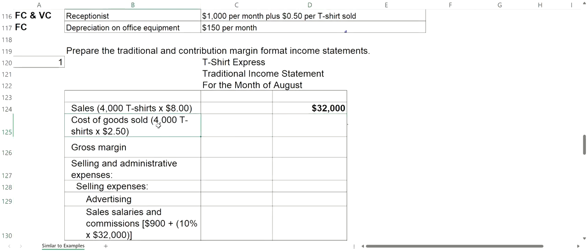We purchased those t-shirts for $2.50 that we resell. And again, we bought 4,000 of them. So 4,000 times $2.50 means we paid $10,000 for those t-shirts. We call that cost of goods sold because that is the cost of the items that we are reselling. To get the gross margin, I will take $32,000 minus $10,000, leaves me with $22,000.